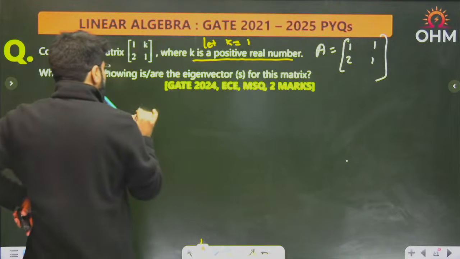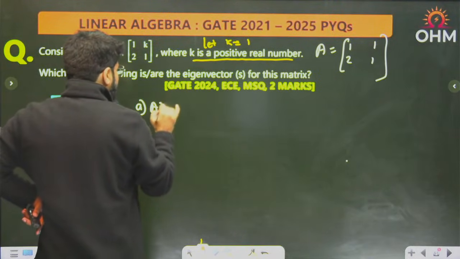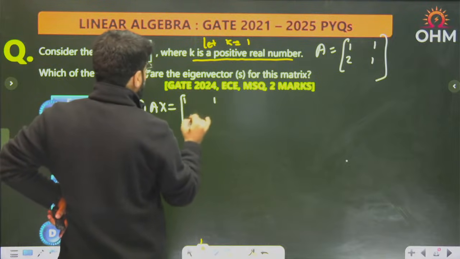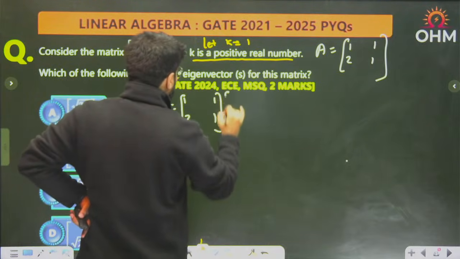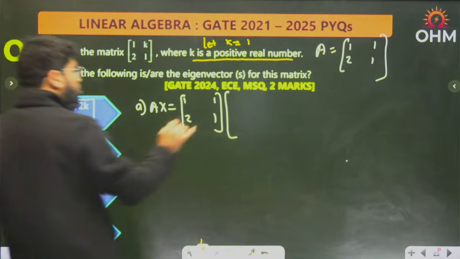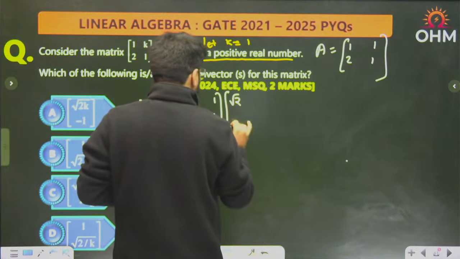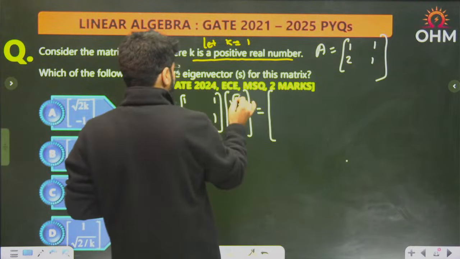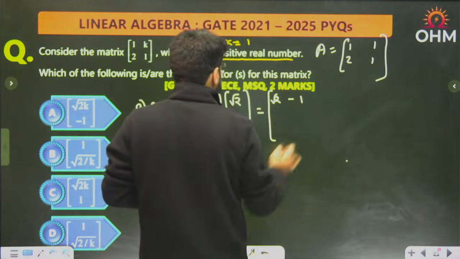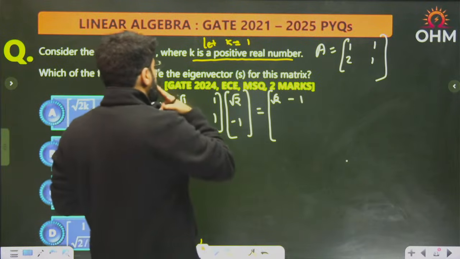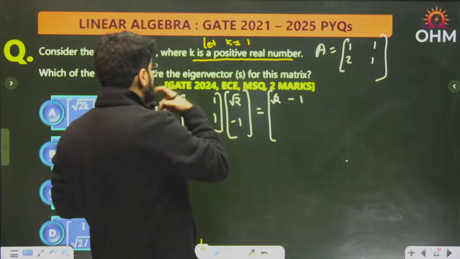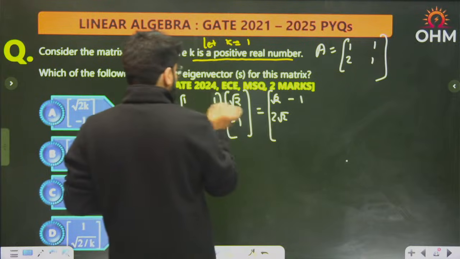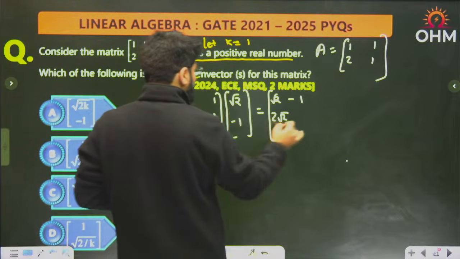Now I will go to option number A. Again, for every option I have to scale and solve Ax. What is A? [1 1; 2 1] multiplied by x. What will be x? k is 1, so only write down root 2 here, root 2 and minus 1, and solve this. If you solve this, what is the first number? Root 2 minus 1. Correct? Yeah. And next will be 2 root 2 minus 1.